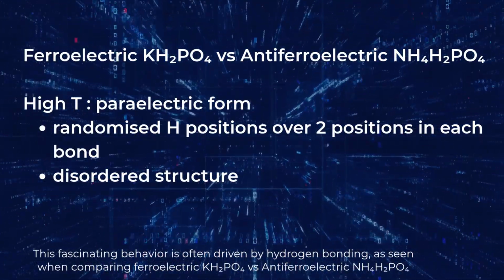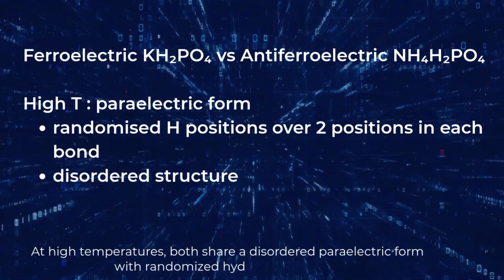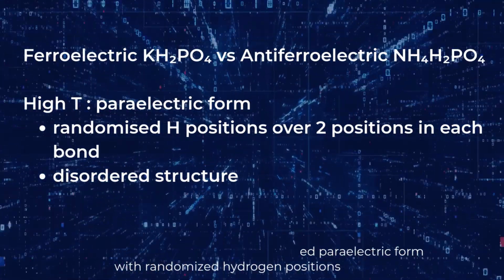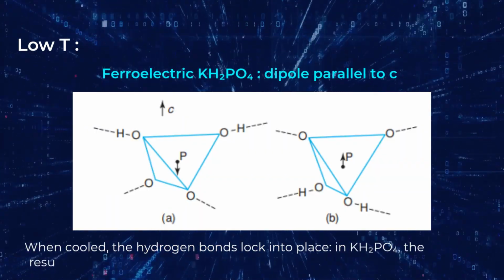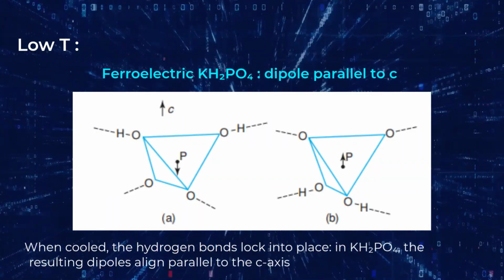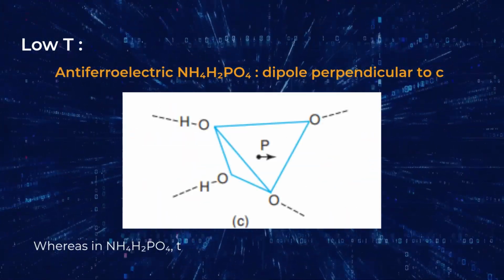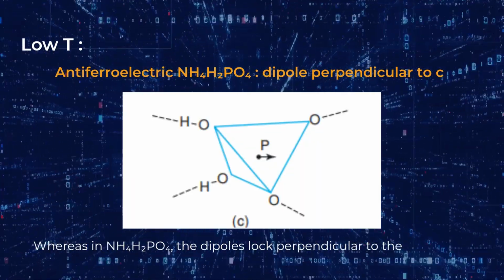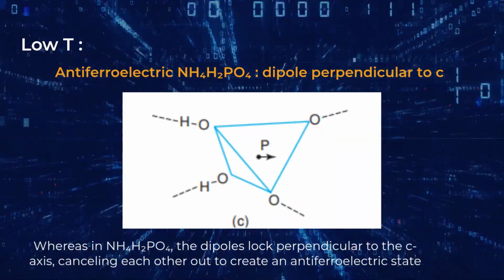NH4H2PO4. At high temperatures, both share a disordered paraelectric form with randomized hydrogen positions. However, when cooled, the hydrogen bonds lock into place. In KH2PO4, the resulting dipoles align parallel to the C-axis for a net polarization. Whereas in NH4H2PO4, the dipoles lock perpendicular to the C-axis, canceling each other out to create an antiferroelectric state.